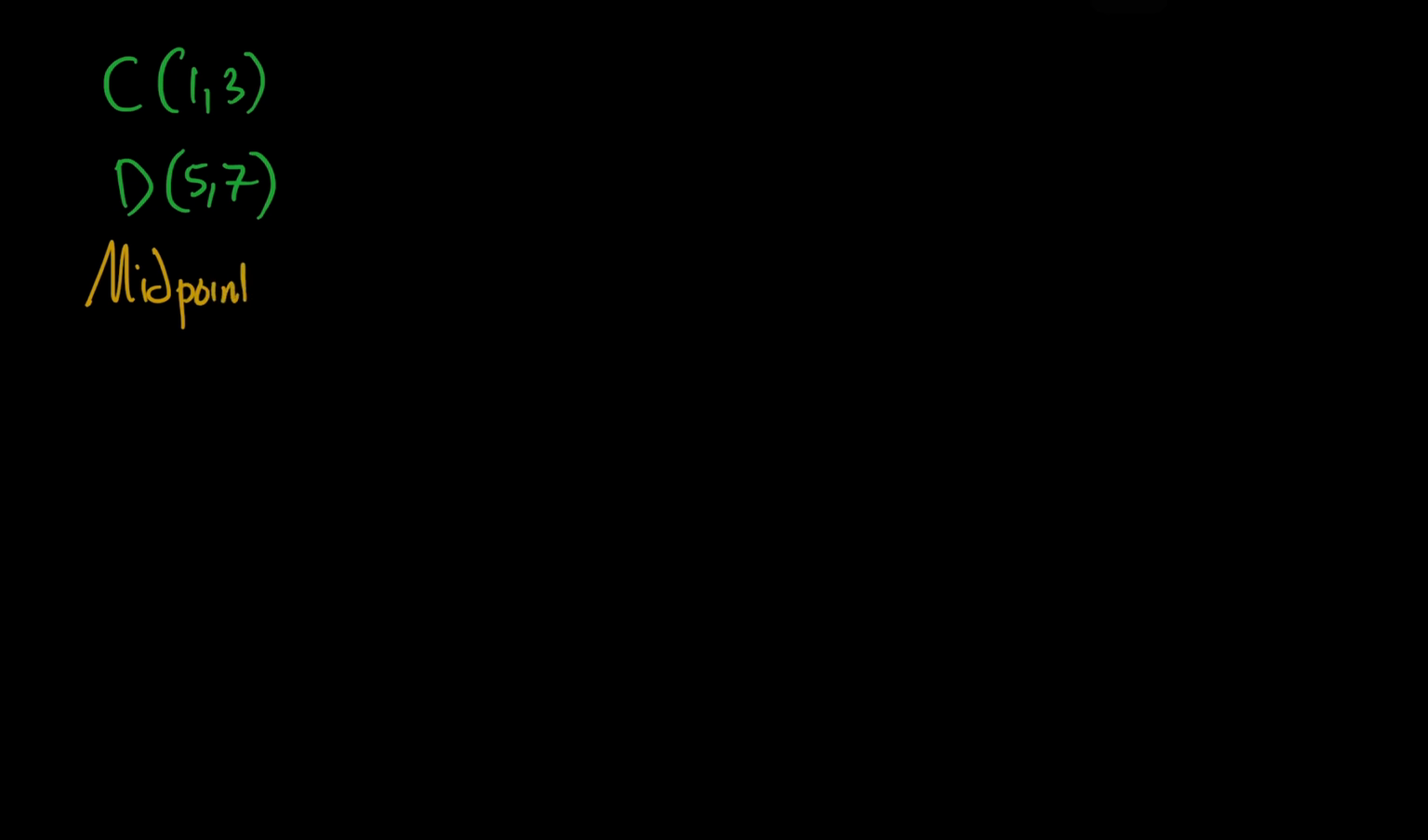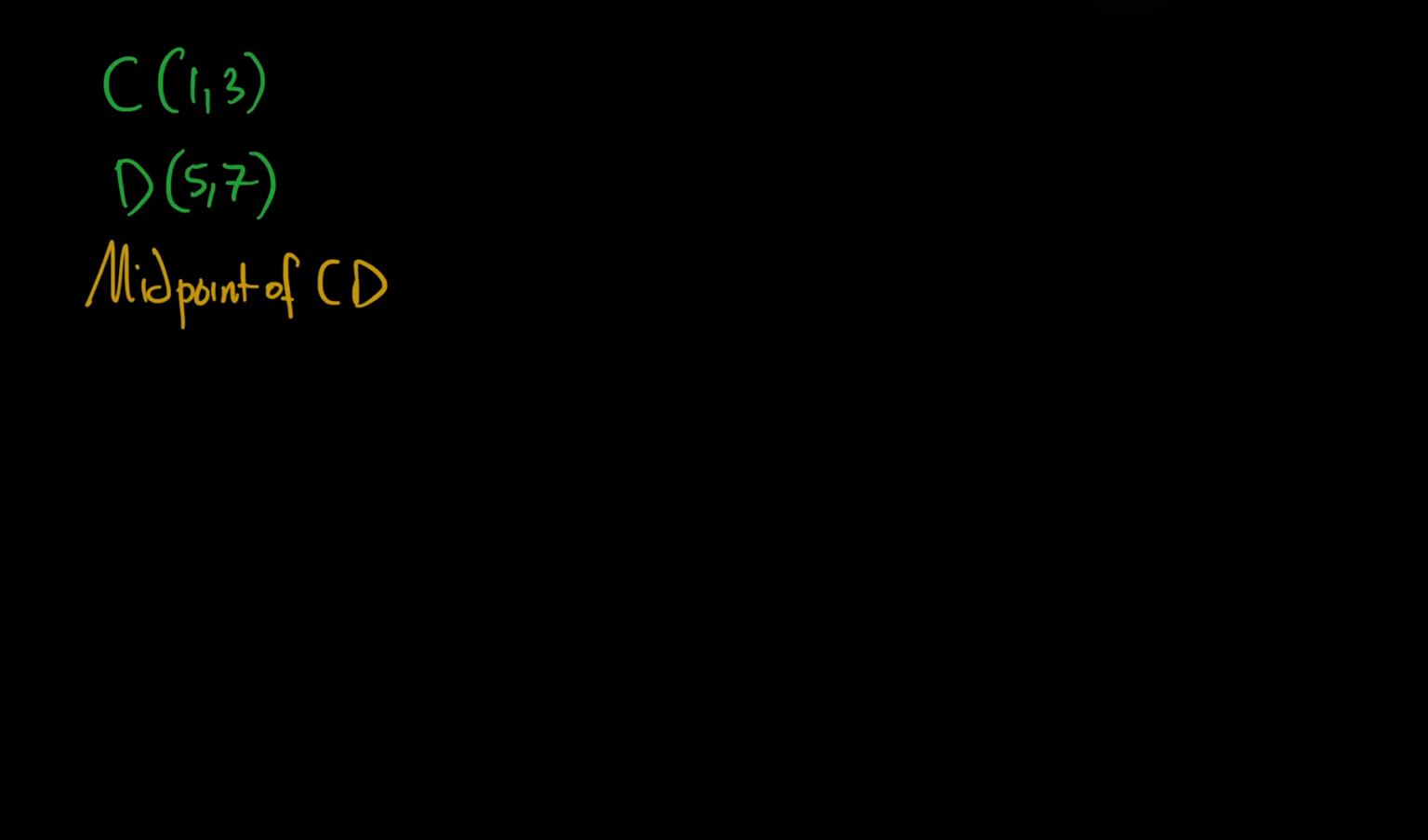Now, the question here says that if you have point C, and it's 1 and 3, and we also have the point D, which is 5 and 7, if we have these 2 points, we are being told to find the midpoint. What's the midpoint of CD? That's what we're being told to look for.